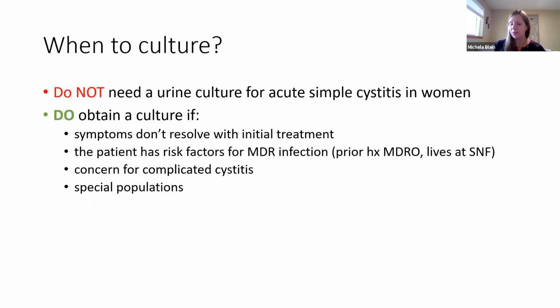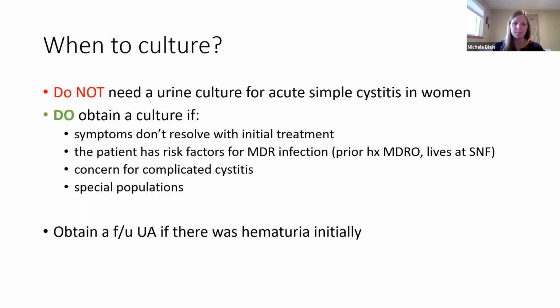If they have risk factors for a multi-drug resistant infection, maybe you can see in their prior cultures that they've had a history of an MDRO, or they live at a skilled nursing facility, those kinds of things. If you're worried at all about complicated cystitis, I would get a culture. And then for those special populations, your kidney transplant recipients, you're going to want to know what organisms are causing trouble in them.